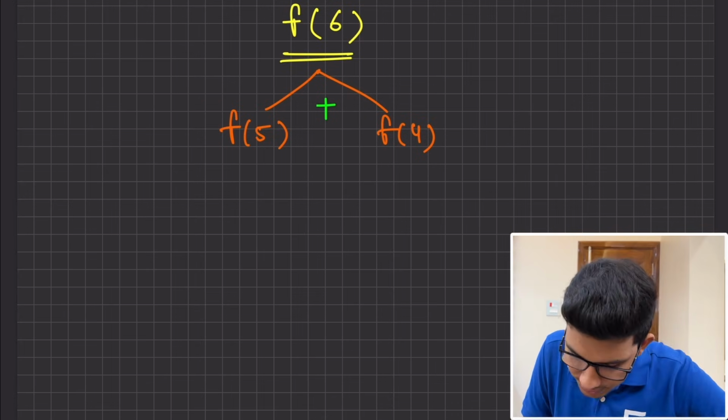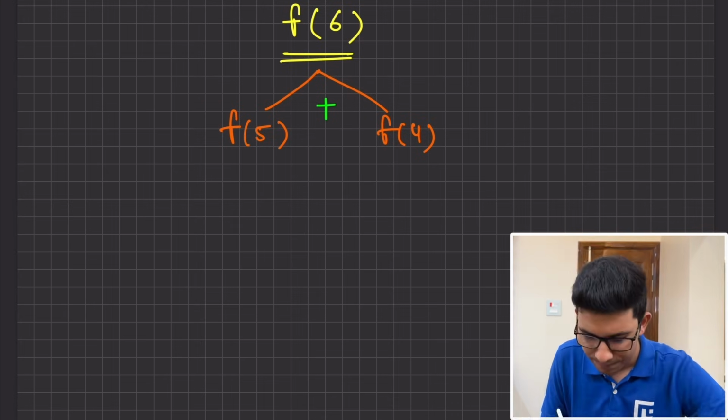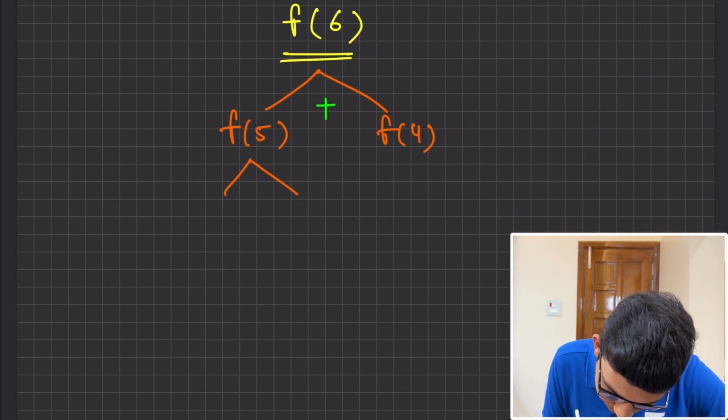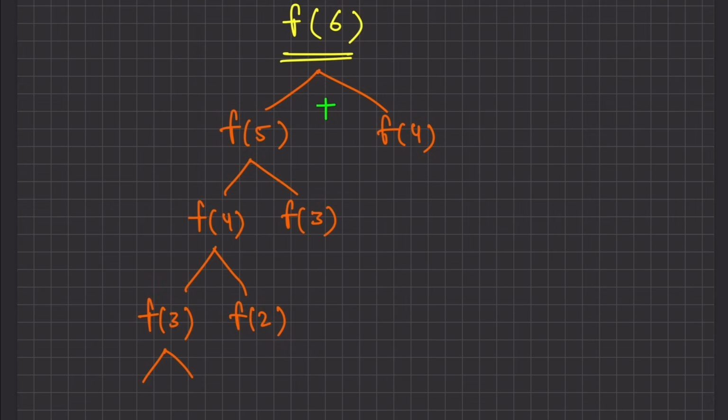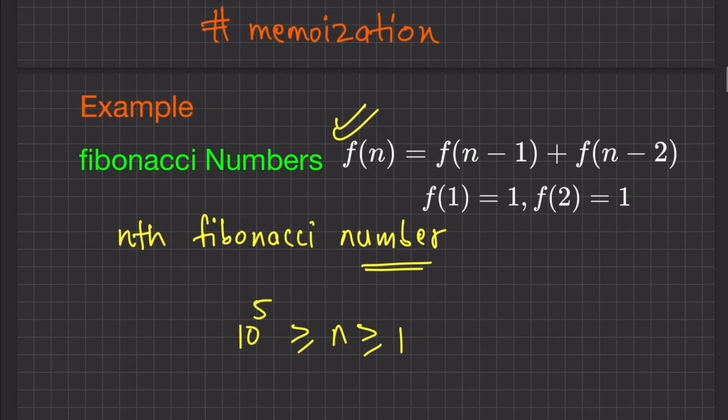Alright? Now let's look at f of 5. How do you get f of 5? F of 5 seems like a big problem again, right? So you further divide it into smaller problems. For this f of 3, you further divide it into f of 2 and f of 1. Now look at this problem statement. It was already given to us that f of 1 is equal to 1 and f of 2 is equal to 1. So these are trivial cases. We don't need to further divide them. Got it? So these are also known as base cases.